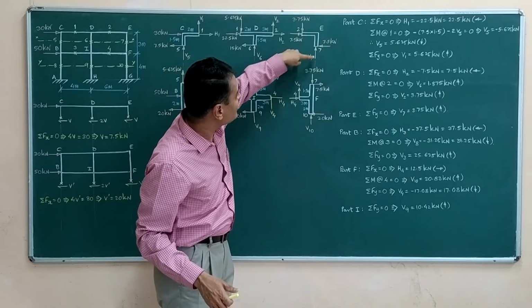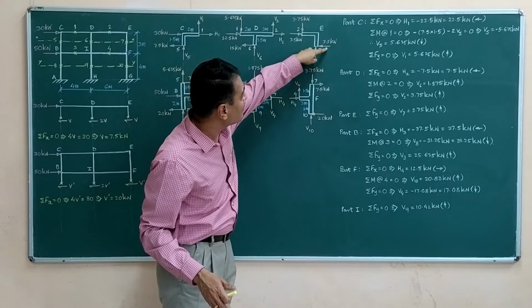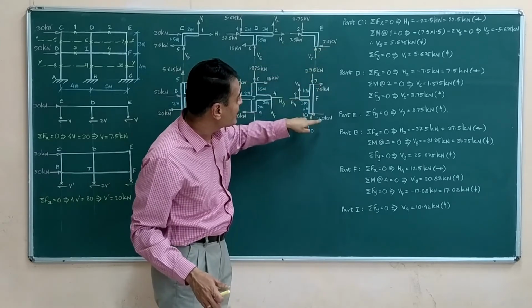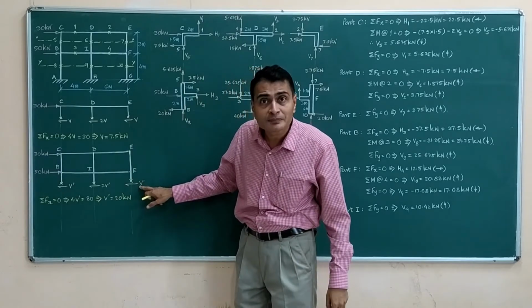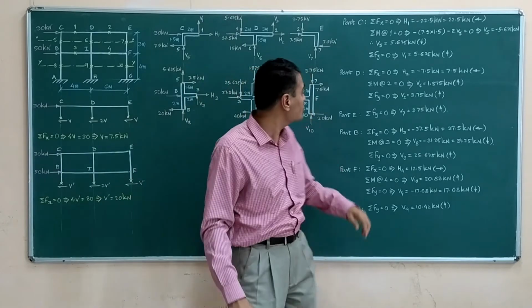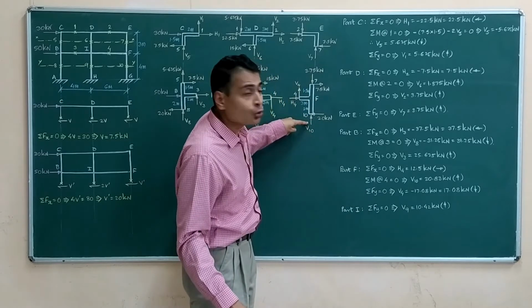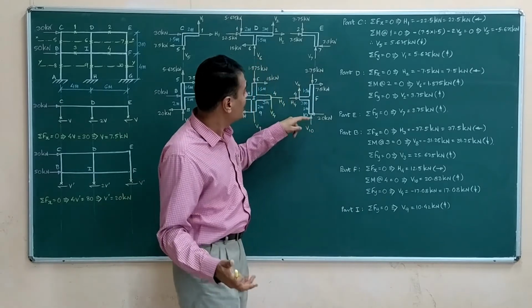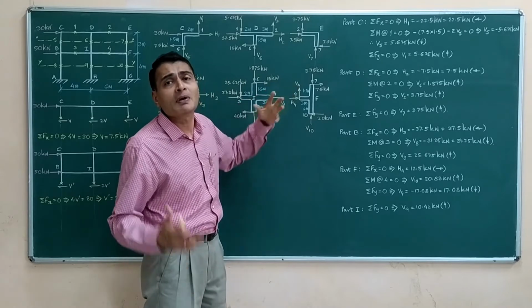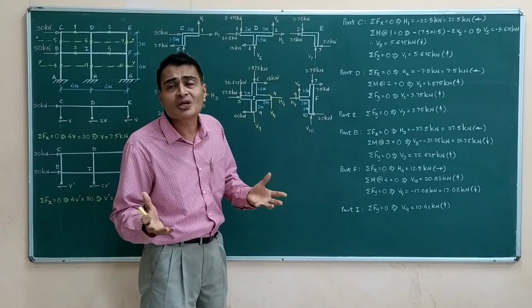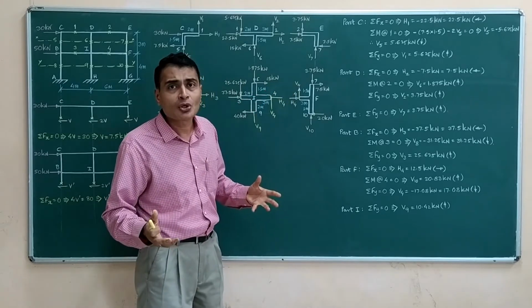Equal and opposite of this here, equal and opposite of this here. This is known to be 20, V prime 20 kilonewtons. This is unknown, V10. This is unknown, H4. This is unknown, V4. But anyway, I have 3 unknowns and 3 equations.